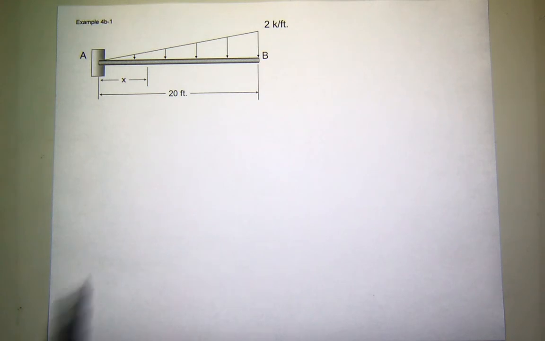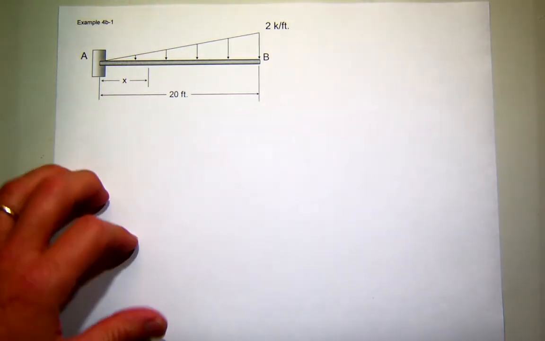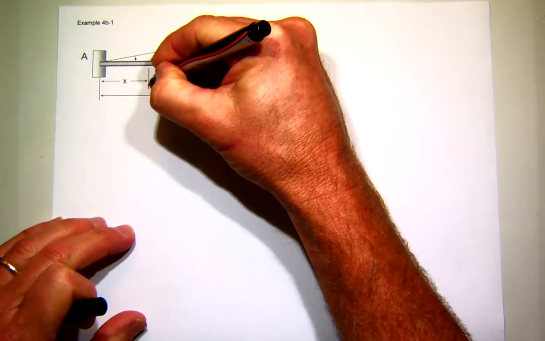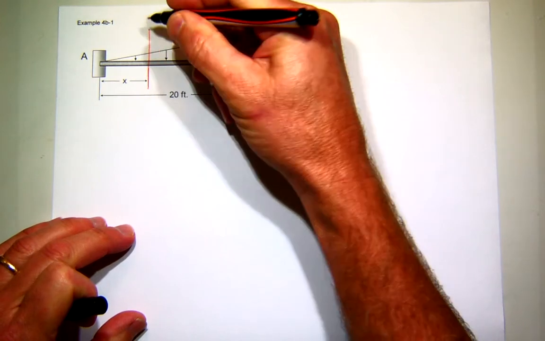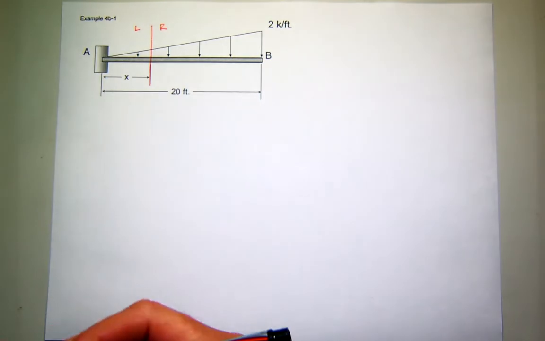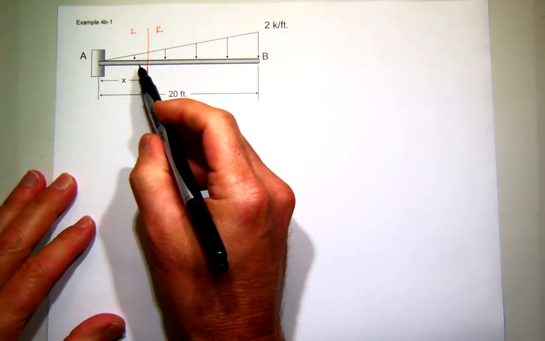Let's investigate. I've already kind of given you an idea. Let's make a cut here, say at x. So let me go ahead and make a vertical line here. And let's look at the left side and the right side and decide which way we want to go. Let's start with the left. So what do we need to get started here on the left?